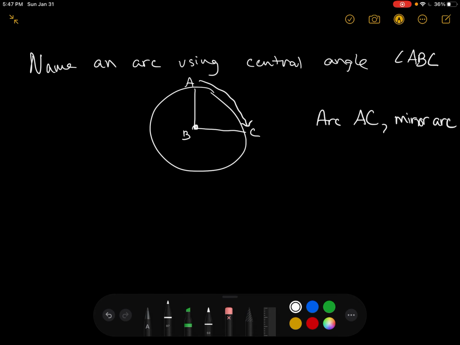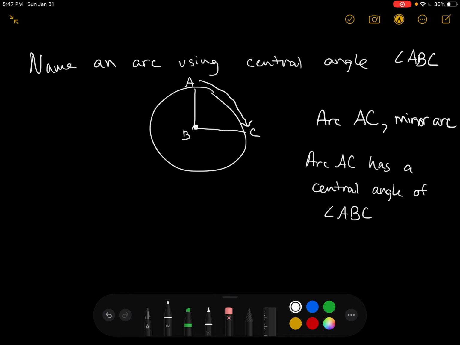They might ask you to do it the other way. So they might say using arc AC, what is a central angle? So then you could say arc AC has a central angle of angle ABC. That's kind of the idea of the vocab terminology here, of how you go through and you solve those.